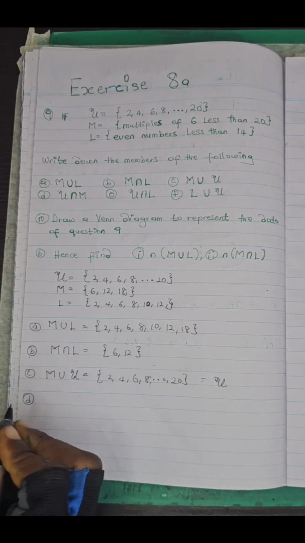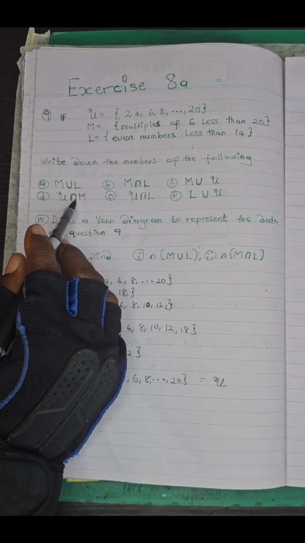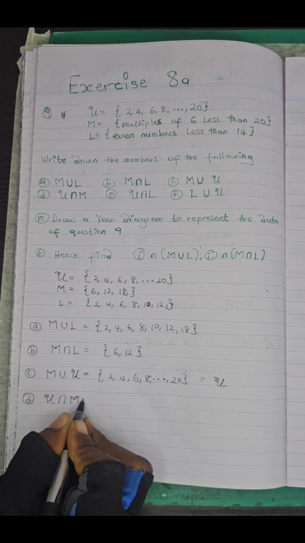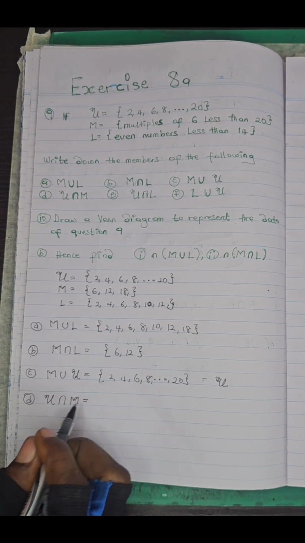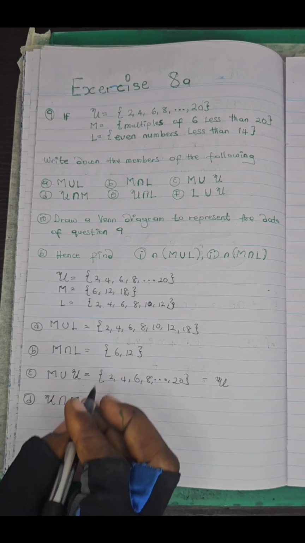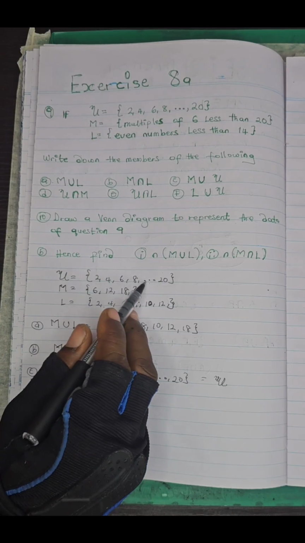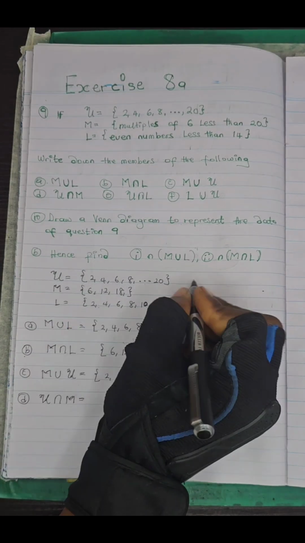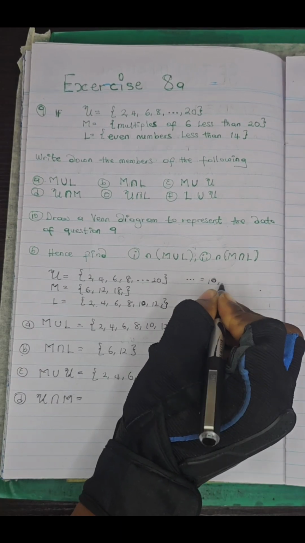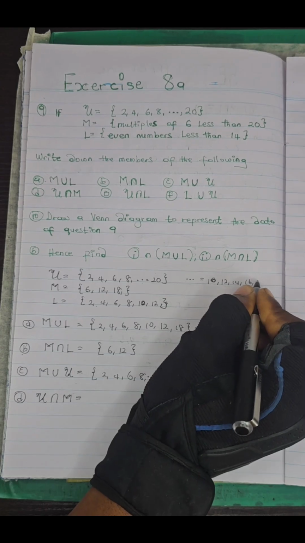Let's go to D. This says universal set intersection M. Any set that is intersecting the universal set, the answer will still give you the set back. Let's check it out. This is M. 6 is here, 6 is here, 12 is here. Remember I said 12 is inside here. Let me just write it out for those who will know that this dot dot dot stands for 10, 12, 14, 16, and 18.